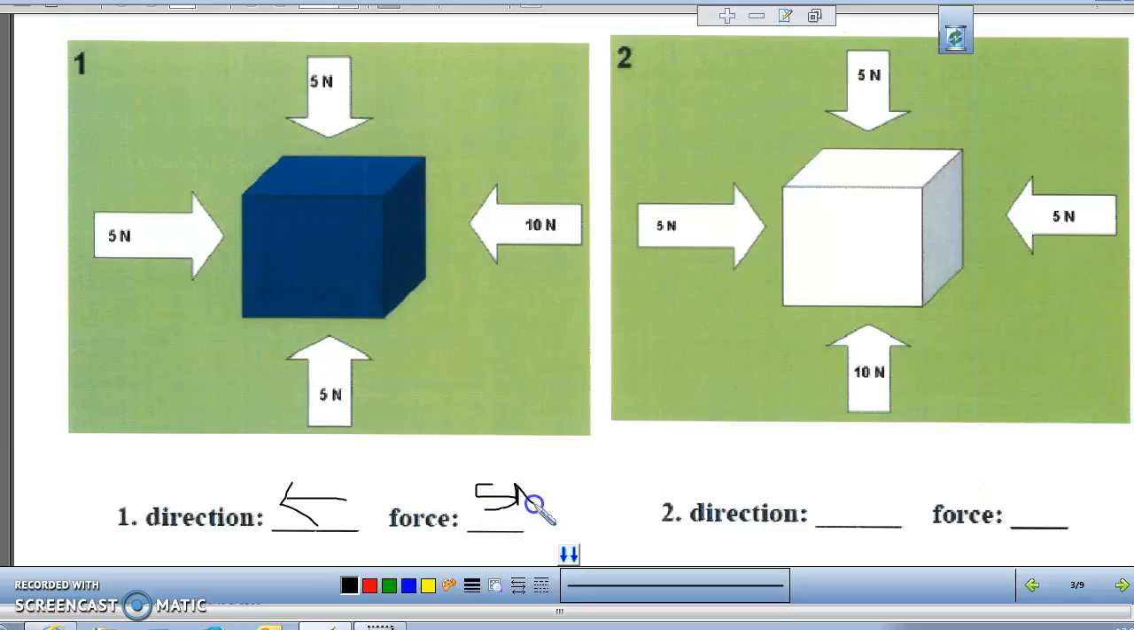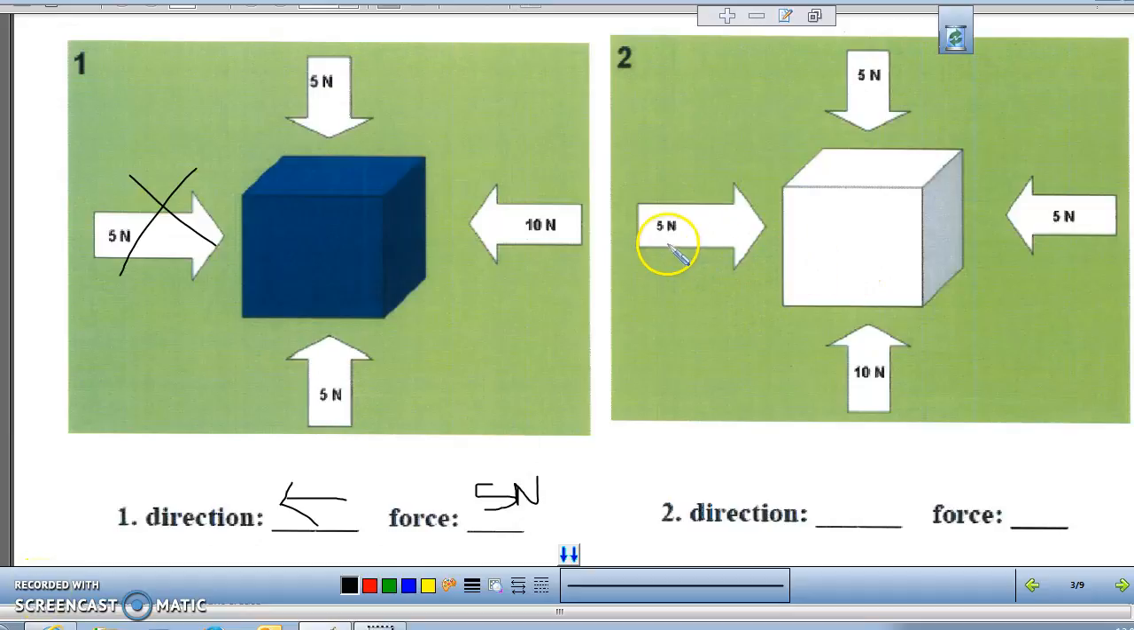Now let's say, just for example, if this force wasn't there and we still had 10 newtons of force, well, that means more force is going on the cube and we would have 10 newtons of force. But this 5 newtons cancels out 5 of these newtons, which only leaves me with 5 newtons of force. Go ahead and pause this video, see if you can figure out the direction and the force of number 2. You can come back to check your answer when you're done.